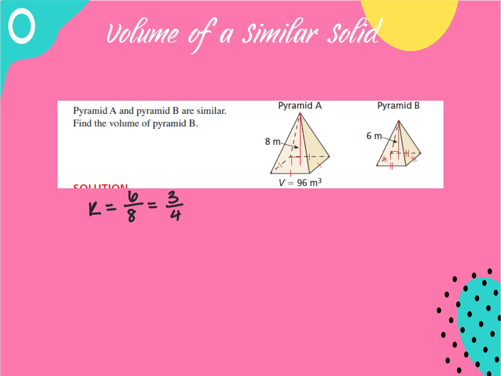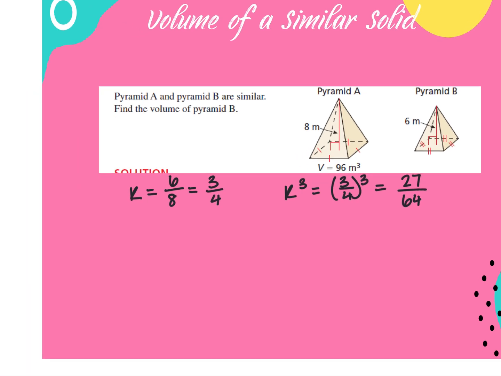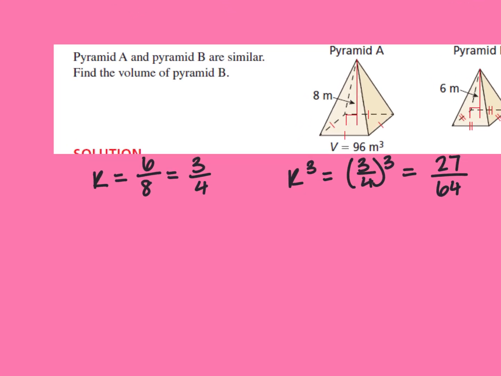So looking at it, I have to cube it. My scale factor cubed, I'm cubing 3 and I'm cubing my 4. 3 cubed, 3 times 3 times 3, is going to give me 27, over 4 times 4 times 4, which is 64. Okay, so I found my scale factor cubed. Now I have to go ahead and find my ratios. I'm going to have the volume of pyramid B over the volume of pyramid A, which is 96, equals my scale factor cubed, 27 over 64.